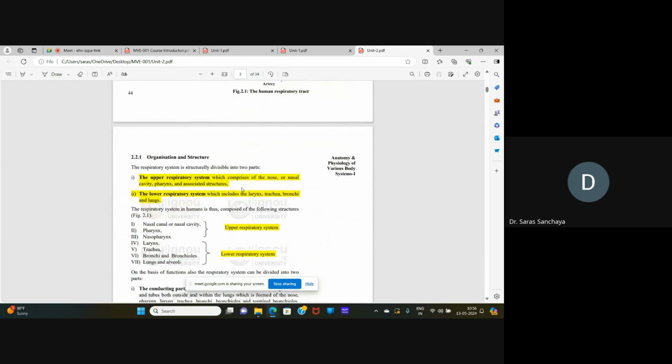Now, the respiratory system is structurally divided into two parts: the upper respiratory system, which comprises the nose or nasal cavity, pharynx, and associated structures; and the lower respiratory system, which includes the larynx, trachea, bronchi, and the lungs.